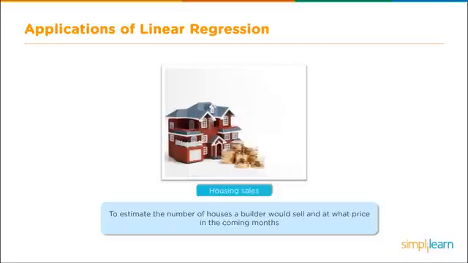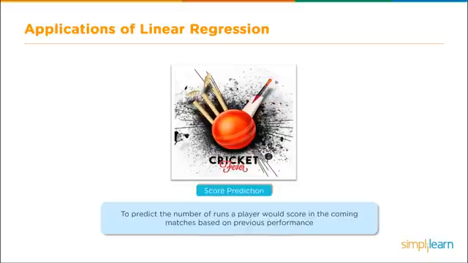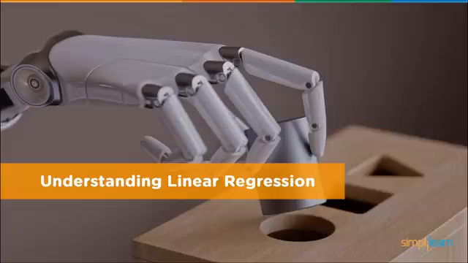Housing sales: to estimate the number of houses a builder would sell and at what price in the coming months. Score predictions, cricket fever: to predict the number of runs a player would score in the coming matches based on the previous performance. I'm sure you can figure out other applications you could use linear regression for. So let's jump in and let's understand linear regression and dig into the theory.